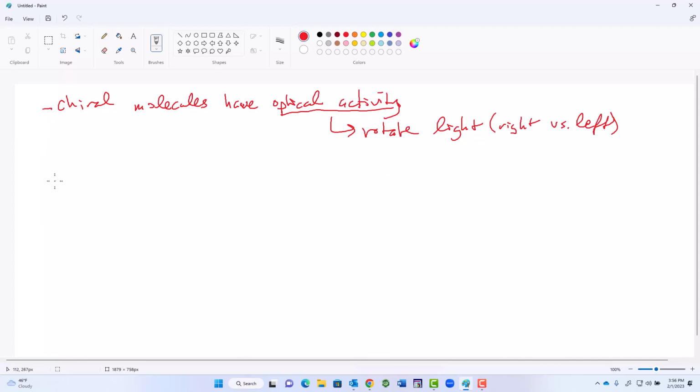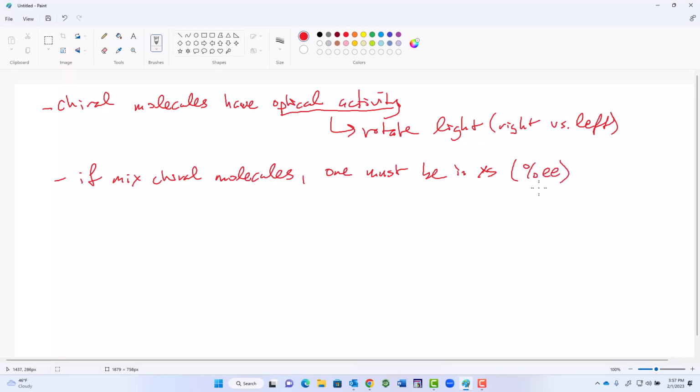We also see that if we have a mix of chiral molecules, one must be in excess, and this is sometimes called enantiomeric excess or %EE. The number that is given to this quantity is called specific rotation, and this is sometimes given the letter alpha sub D. And specific rotation is going to be some number of degrees left or right, and this is telling us how much the light rotates. So every chiral molecule has a specific rotation.